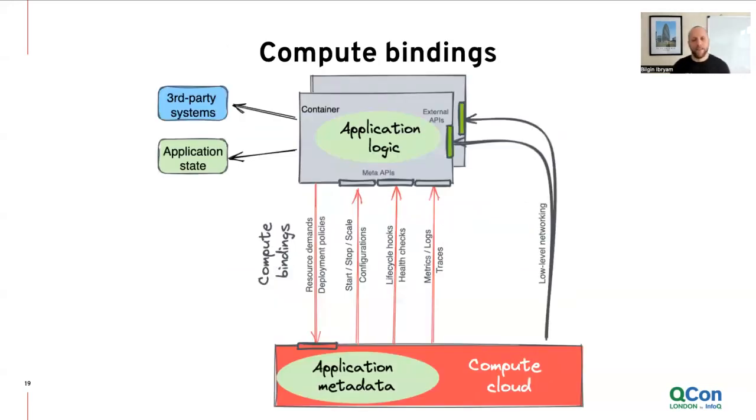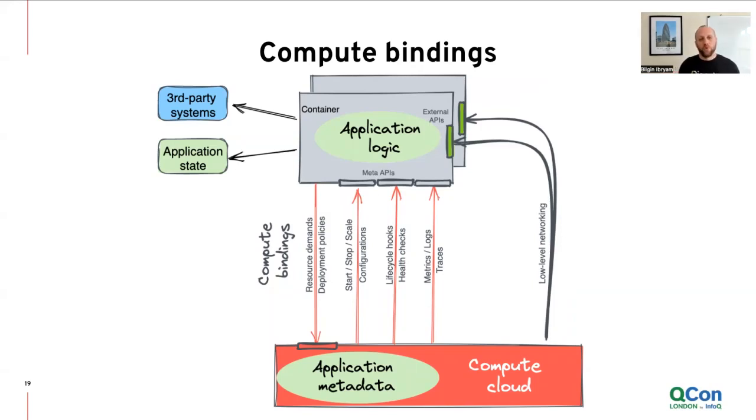Let's say we have a microservice that has some kind of application logic within a container. That application has its own database, its internal state, and may talk to some other systems and services. So these are the external dependencies. Then, when we run such an application on a compute platform, there's a certain contract between these two.